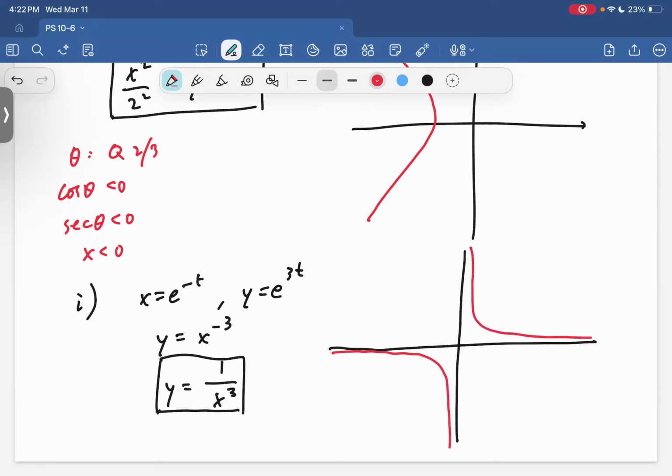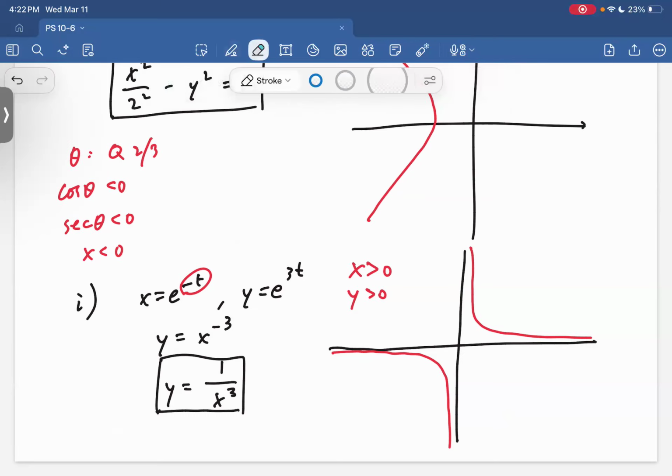However, we also have to look carefully at the domain or range. And that's because an exponential is always positive, right? So x must be greater than 0 and y must be greater than 0. You can think about an exponential graph. No matter what value of t is here, we're always going to get a positive number out of there. And so that means we're only going to be looking at the top right branch of this graph. And that would be our answer there.